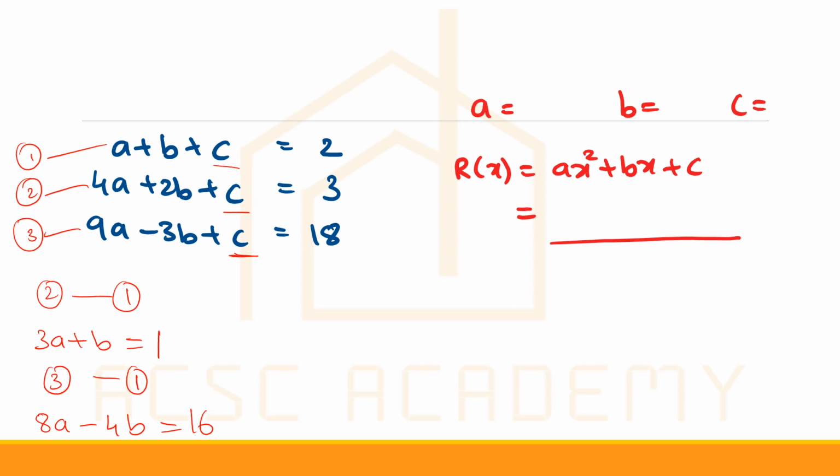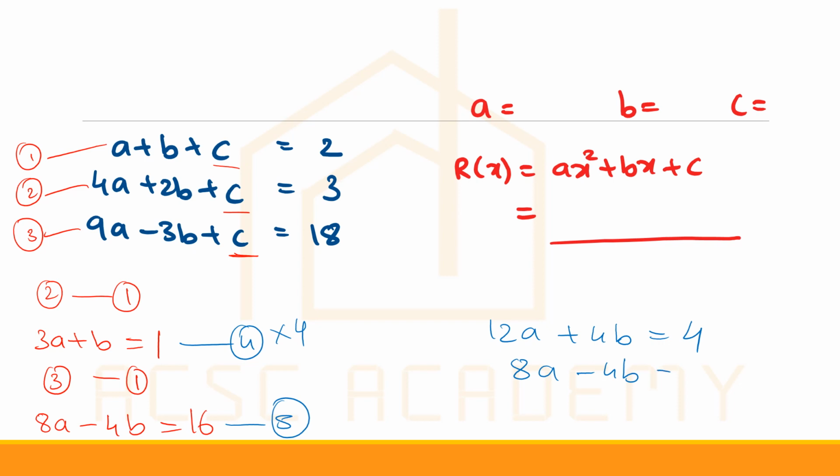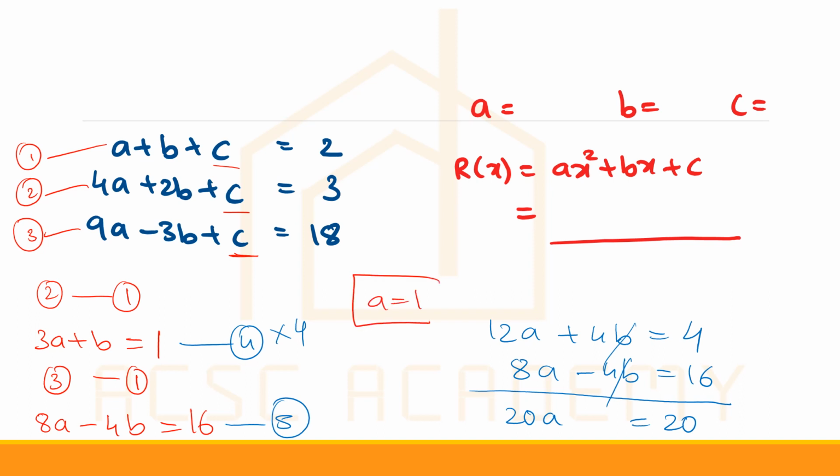So now let us call these new equations 4 and 5. So we have to solve these two and find out the values of a and b. So how do we do that? We can multiply equation 4 by 4, then b's coefficient will become the same. So that will be 12a plus 4b equal to 4. And equation 5 as it is, 8a minus 4b equal to 16. We will add them. 12 plus 8, 20a, b gone, equal to 20. So now we have got the value of a equal to 1 from here.